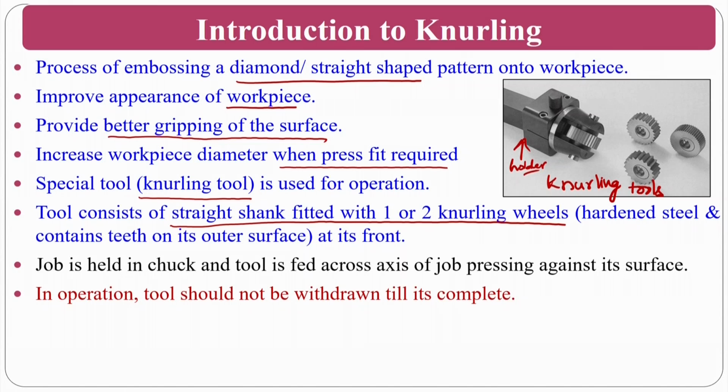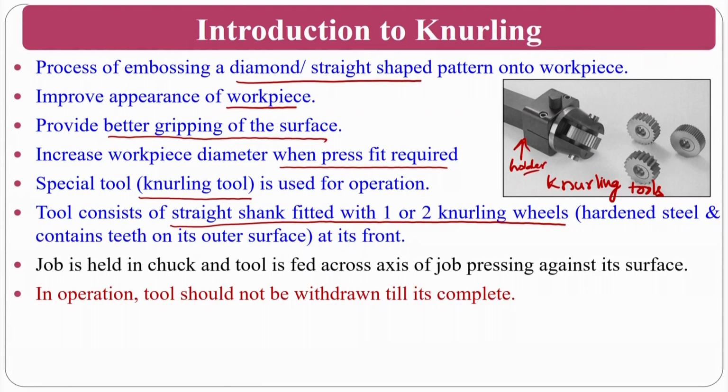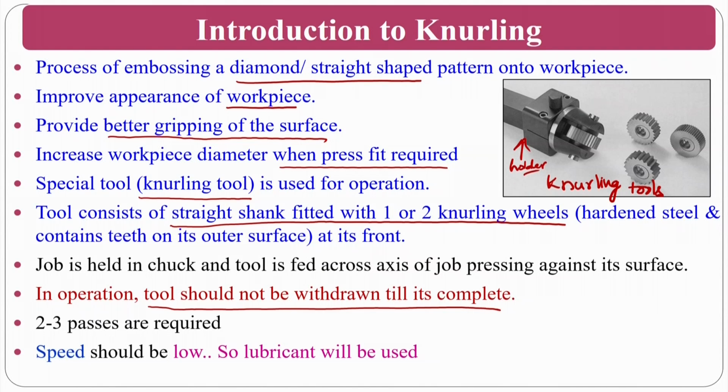In a lathe, in the tool post, you can hold the knurling shank where the knurling wheel is mounted. Multiple knurling wheels also you can mount. Then you just give some depth of cut. Then you rotate the workpiece and you will get the knurling operation. In this case, the tool is not withdrawn till the process is completed. Normally you can complete this process in 2-3 passes if required, and the speed should be completely low.